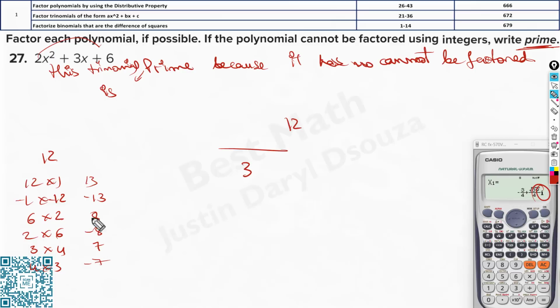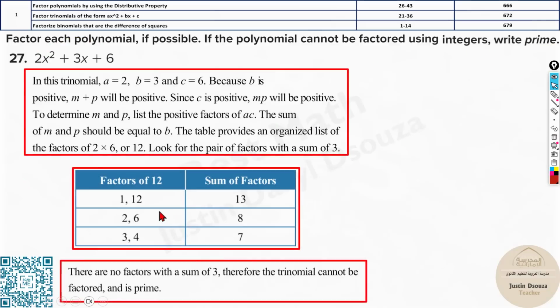It'll be minus 7. See, there is no way you can get 3 from these two factors, from the numbers which you multiply and get 12. So therefore what you can say is it is prime. This cannot be factored, okay? So let's look into the answer.